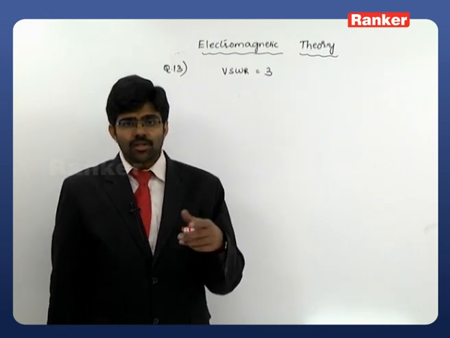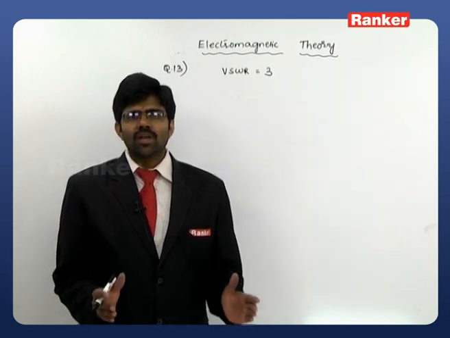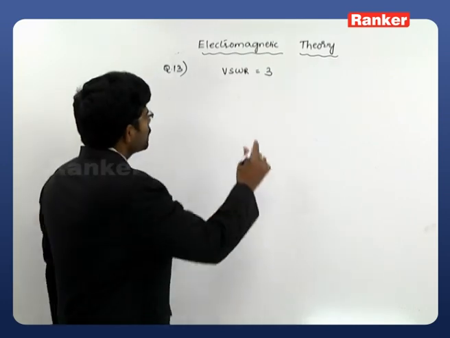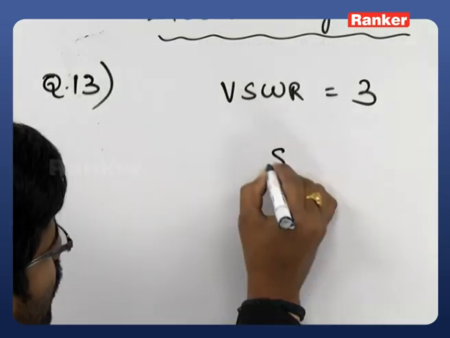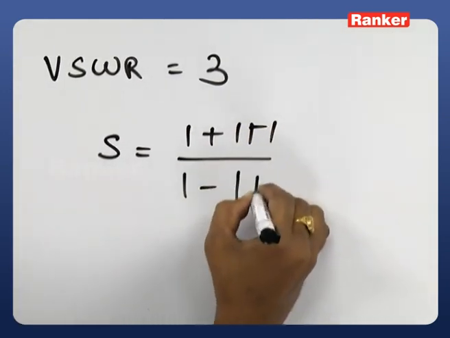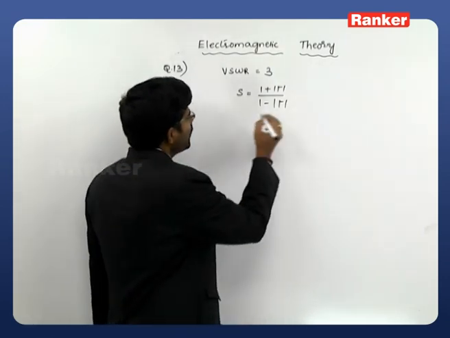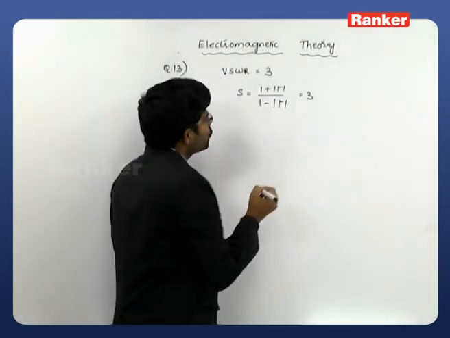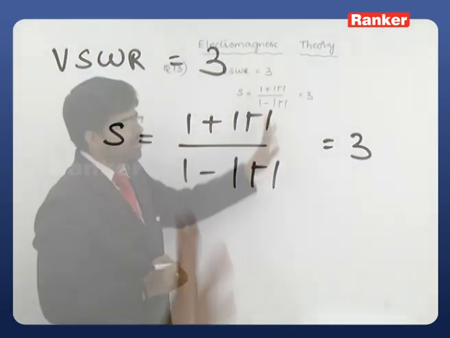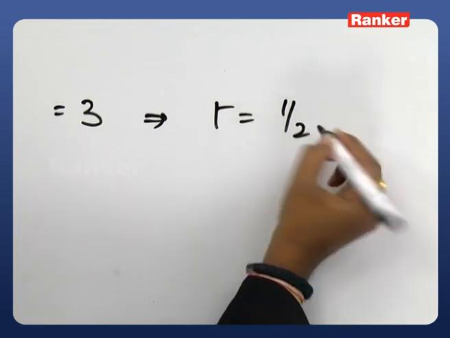Here, instead of giving the reflection coefficient, what he is giving is the VSWR, voltage standing wave ratio. We have a relation between the VSWR and reflection coefficient. What is the relation between them? This VSWR is denoted with symbol S. S is equal to 1 plus magnitude of gamma divided by 1 minus magnitude of gamma, where gamma is the reflection coefficient. Simply it is given as 3. So 1 plus gamma divided by 1 minus gamma is equal to 3, and with a simple analysis, directly we can say that gamma is equal to 1 by 2.